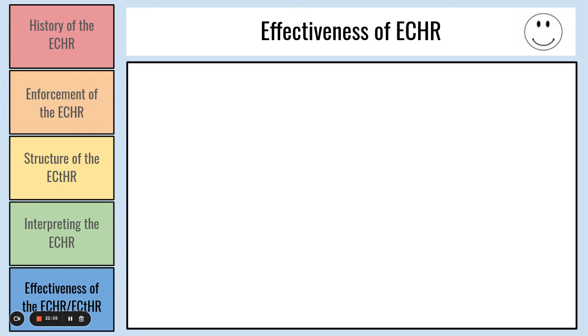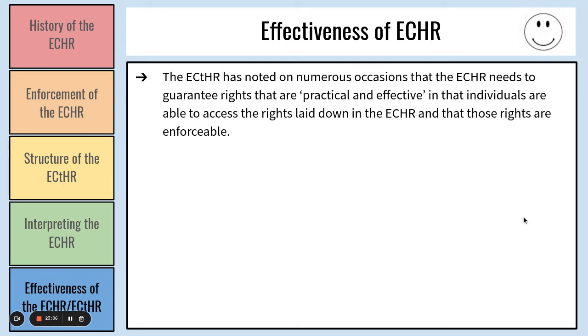Okay, let's go on to the effectiveness of the European Convention on Human Rights, or the European Court of Human Rights. It's kind of both. The European Court has noted on numerous occasions that the Convention needs to guarantee rights that are practical and effective, in that individuals are able to access the rights laid down in the Convention, and that those rights are enforceable. If the rights are not enforceable, then obviously there's no point having this Convention to protect our rights.